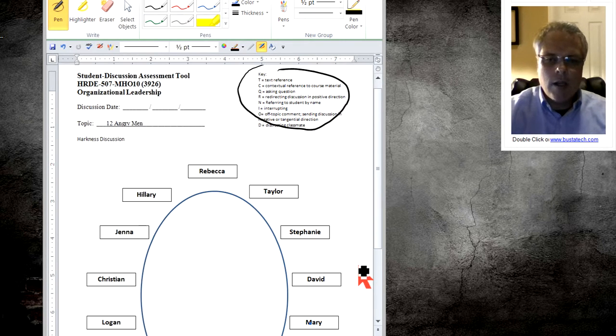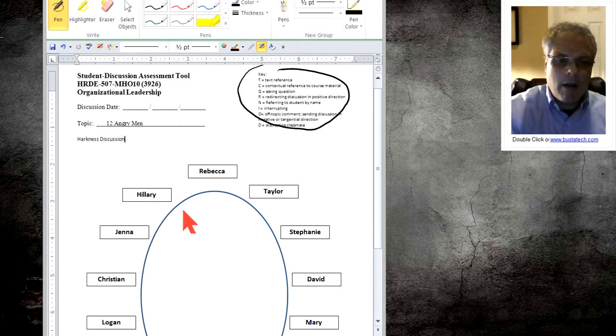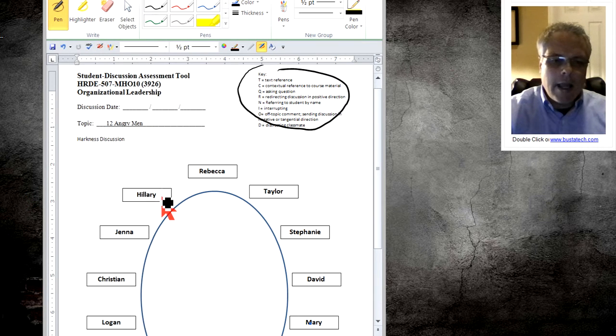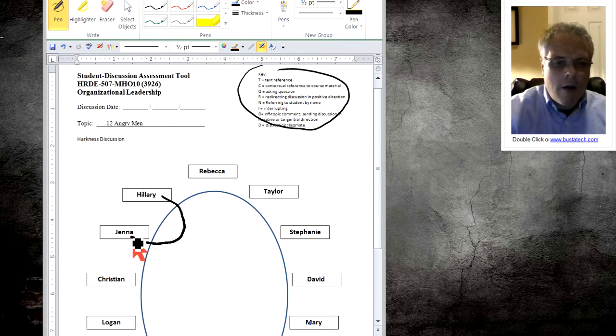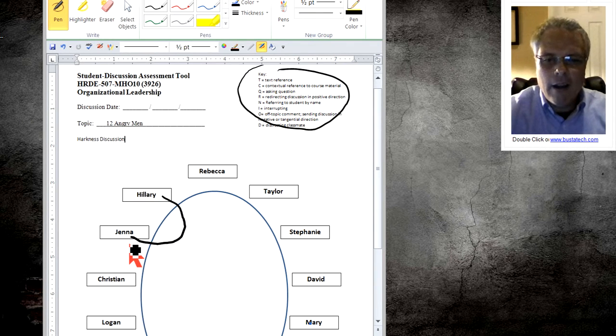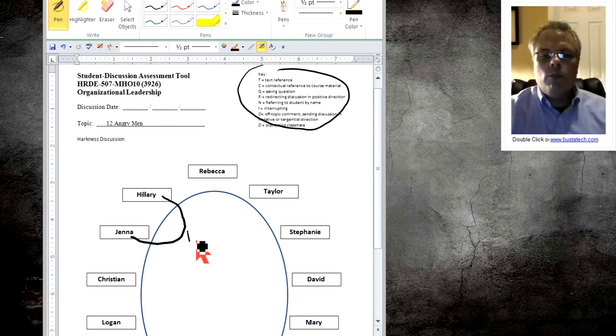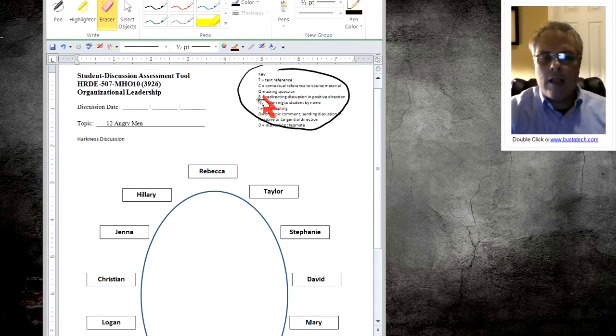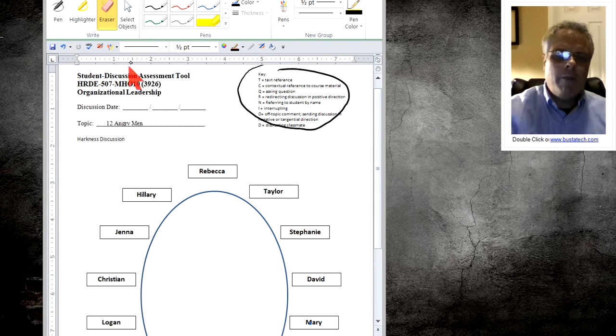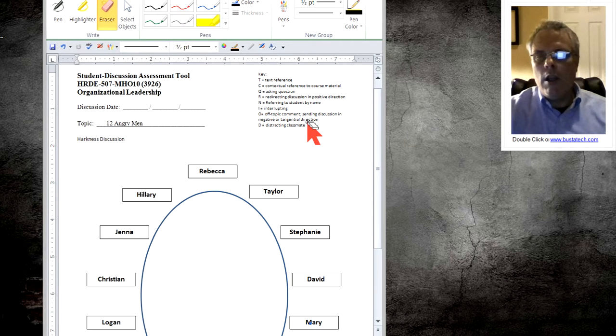Like say for instance, if Hillary, and I'm going to pick on Hillary, if Hillary started an off-the-wall discussion with Jenna, and she was interrupting Jenna as she was trying to participate in the group. And I know Hillary wouldn't do this. Forgive me, Hillary, but that's an example. That's what these keys are for if you want to use those in the future. But this is your assessment tool that you can use.